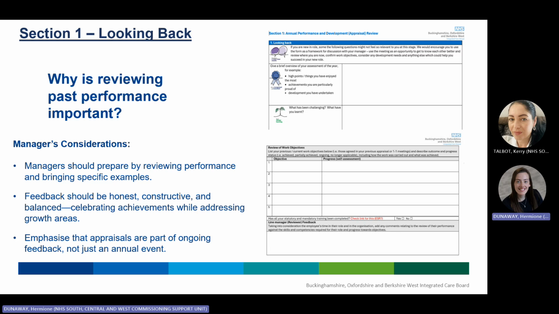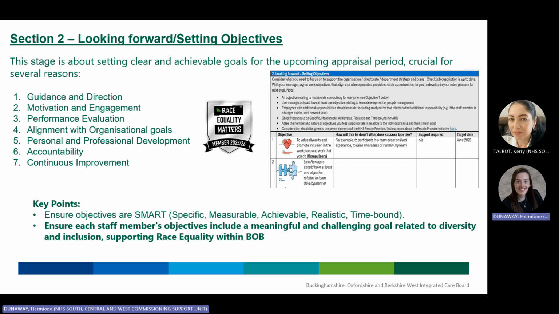So we've looked at section 1 of the appraisal form. Section 2 is about setting clear and achievable goals for the upcoming appraisal period. And this is their chance to have that open, forward-focused discussion with you. This is crucial for several reasons.